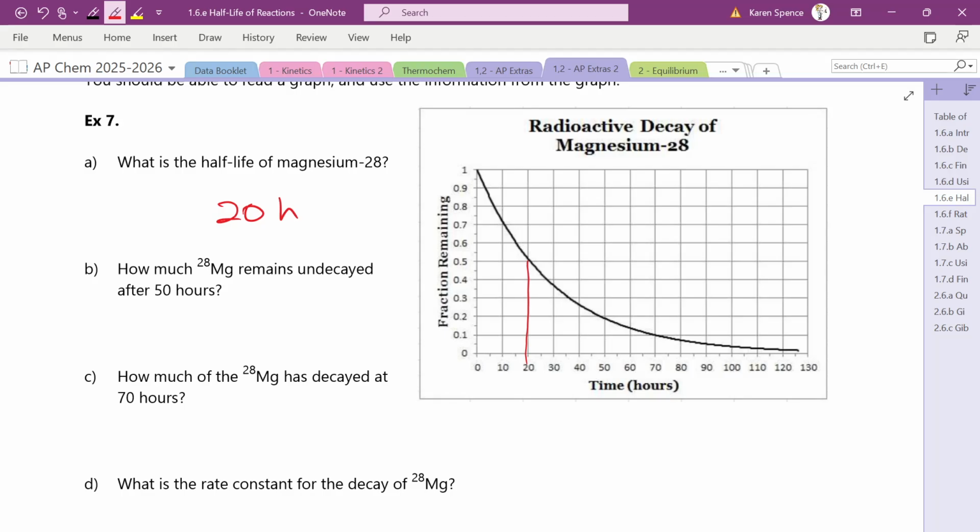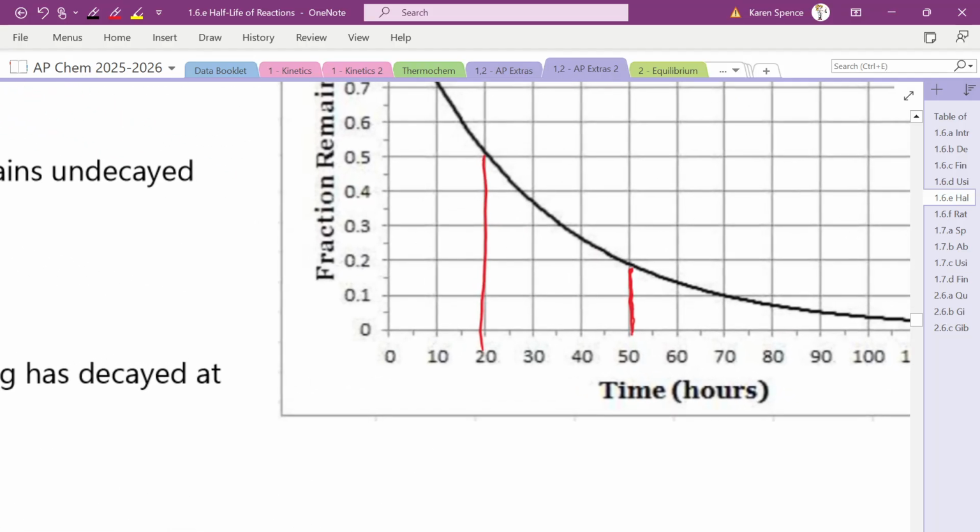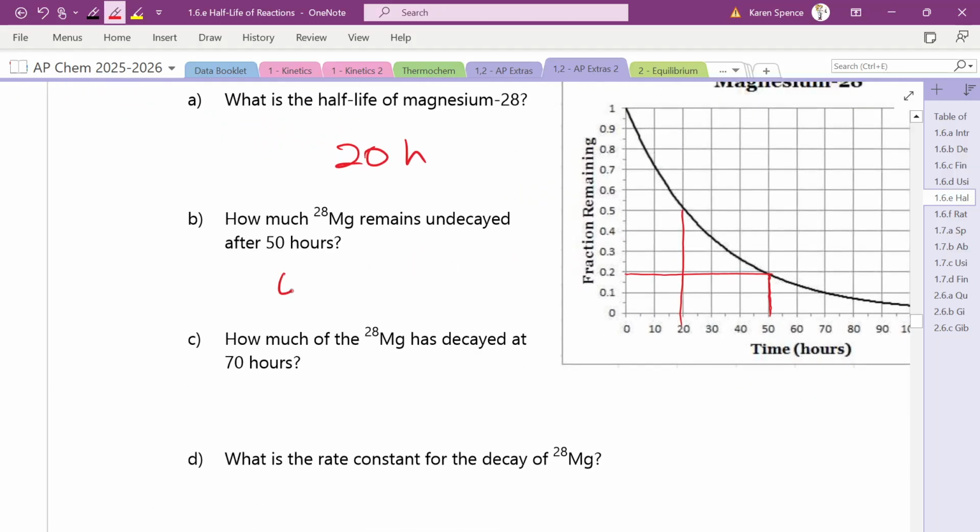After 50 hours, how much Mg-28 remains undecayed? 0.19-ish, okay? We have to ballpark it a little bit, right? We go up and across and we're like, oh, we're about here-ish. 0.19, 0.18, something like that. How much has decayed at 70 hours? 90%.